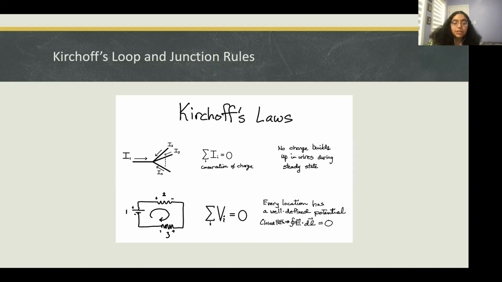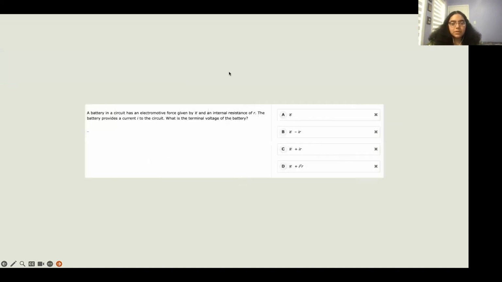And then the junction rule is that your current in has to equal your current out at any point in a circuit. If you're looking at the actual photo there, you can choose what you define as in and what you define as out, but the sum has to be 0. So if you have current going in one way and then it splits into 3, the sum of those 3 out has to equal what was put in. So charge doesn't build up in your wires. So here's a question about that.